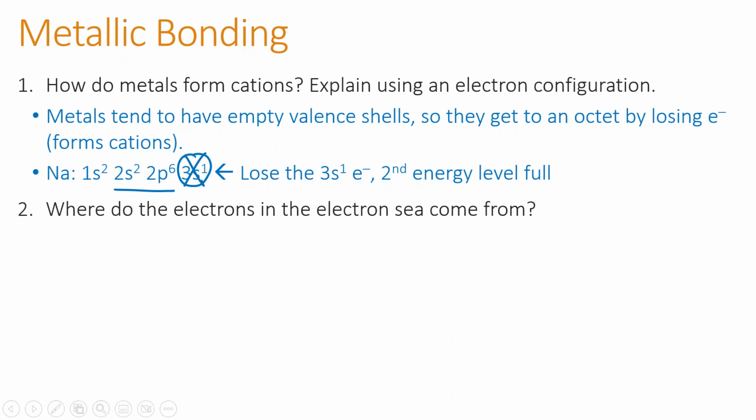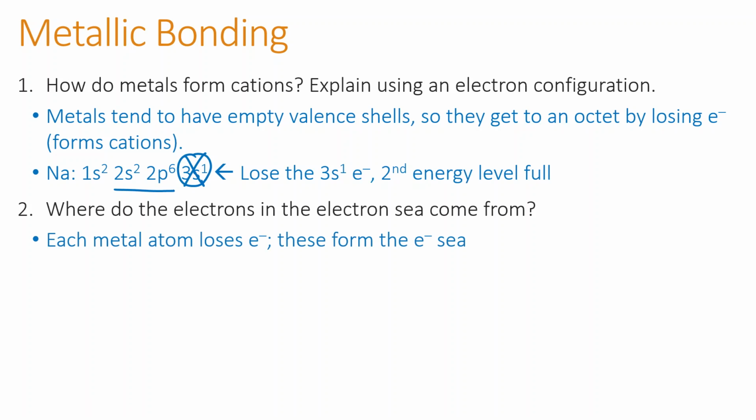So where do the electrons in the electron sea come from? Each metal atom is going to give up some electrons. Those are going to form the electron sea.